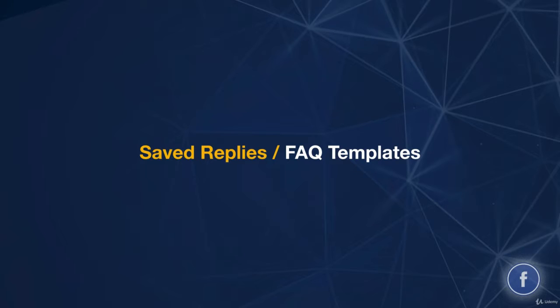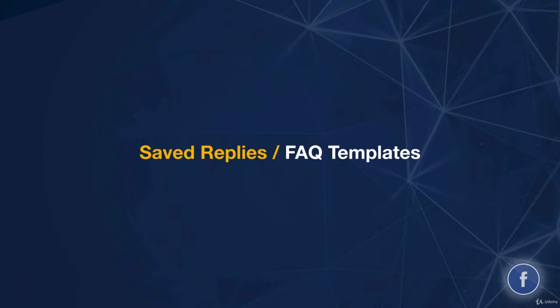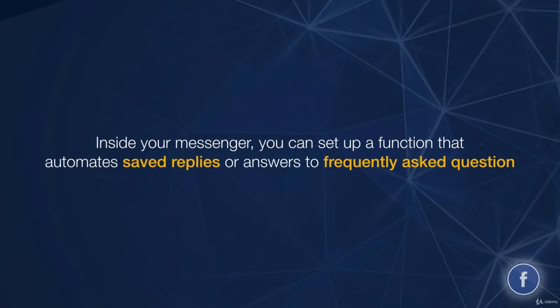Because what's going to happen is you can actually create templates and send them automatically, or you can send them using saved replies, which we'll show you in a second. And therefore, you'll no longer have to personally reply back and forward to everybody, but instead, you can use these saved messages and these canned responses in order to get everybody the answers they need, but not have to do it personally. So inside Messenger, you can set up this function which automates these saved replies to answer frequently asked questions. Now, it's going to look like this.